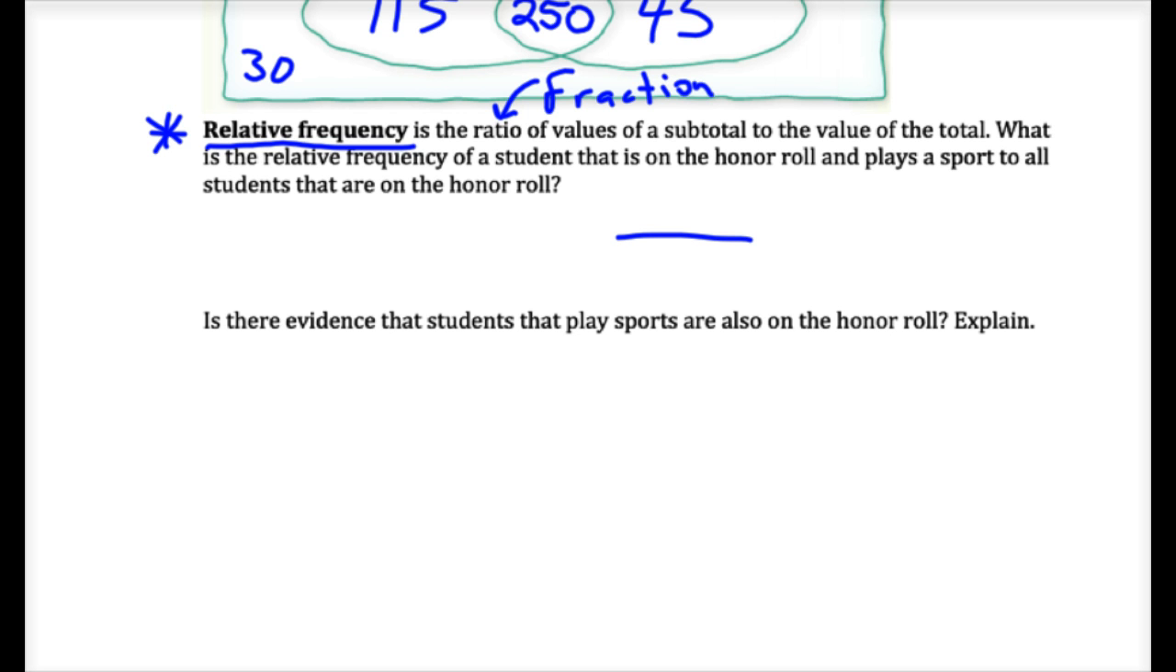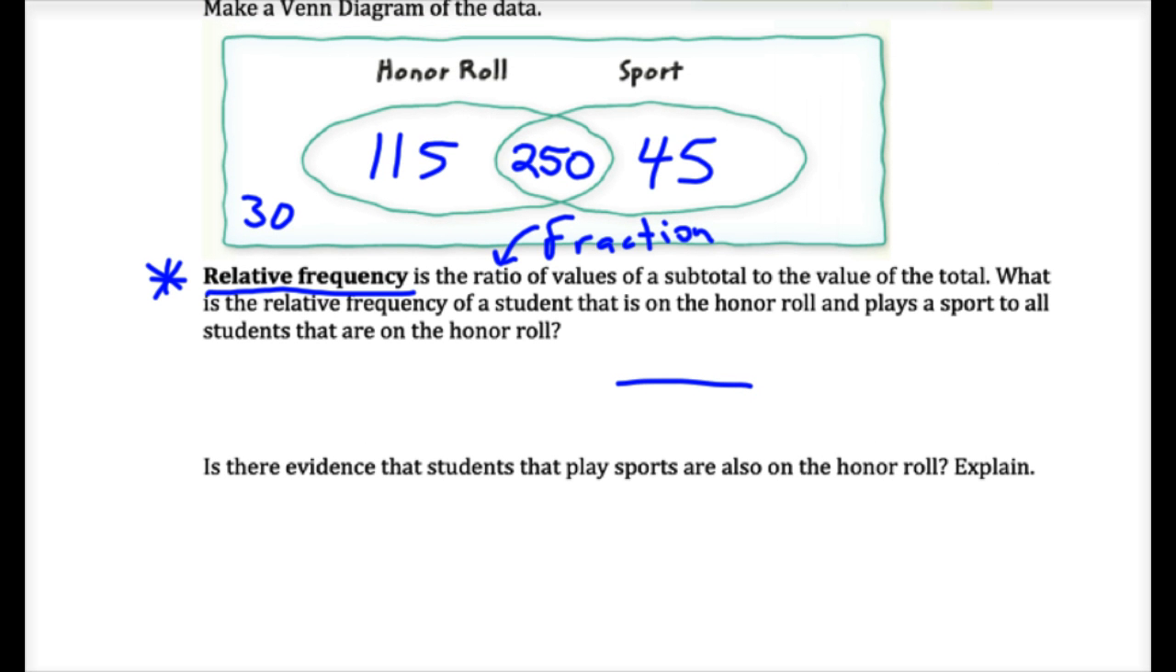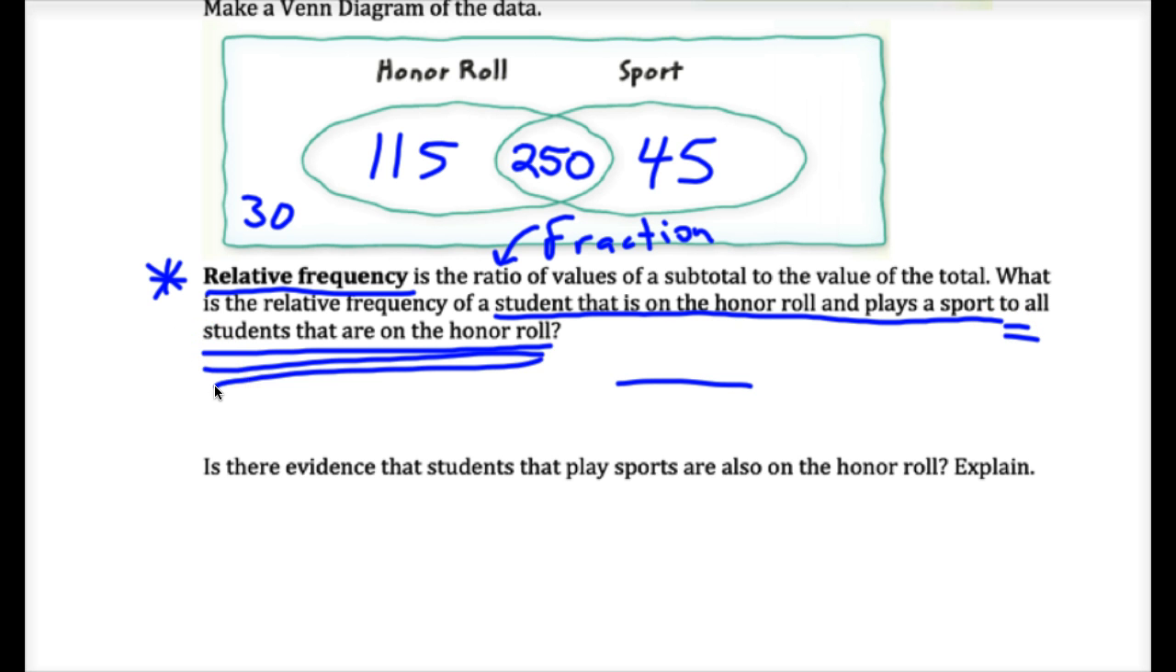What's the relative frequency? Here's the question. What's the relative frequency of a student that is on the honor roll and plays a sport to all students that are on the honor roll? So you guys figure that out. Don't say it out loud. We got to get the Venn diagram here so we can see the numbers. So we want a student that is on the honor roll and plays a sport. Try to figure out that number. Over, that's what the word to means, all students that are on the honor roll. See if you can figure both those numbers out.